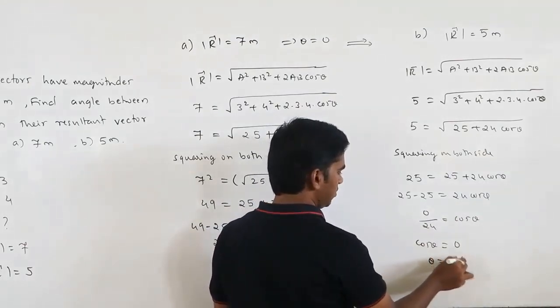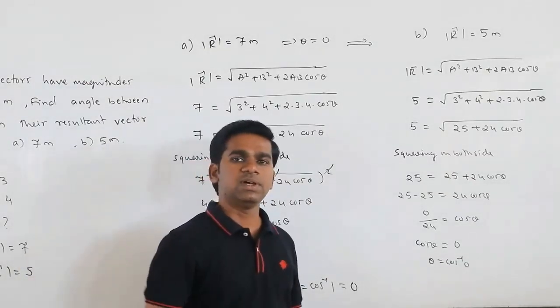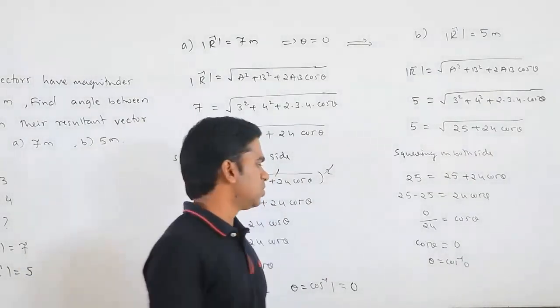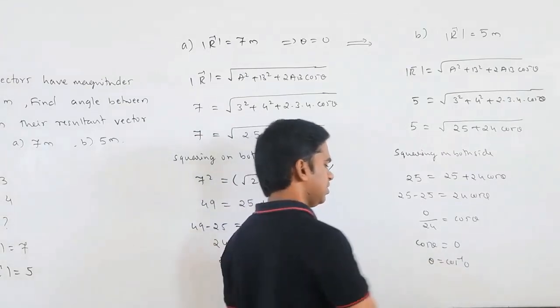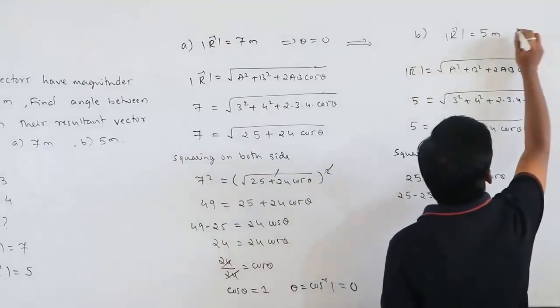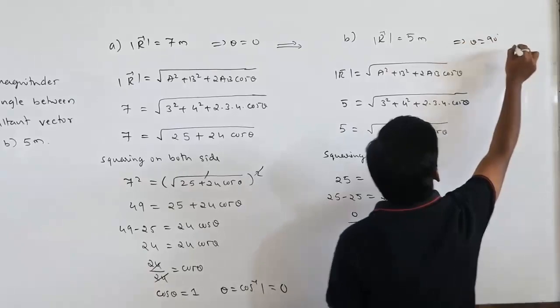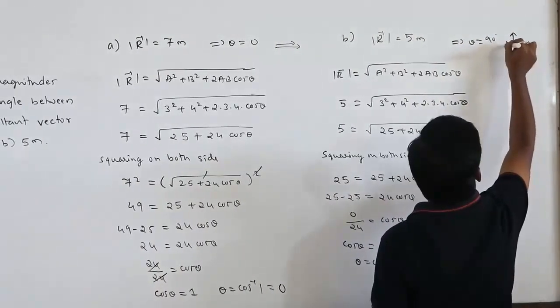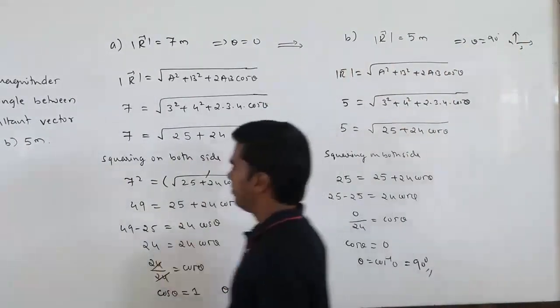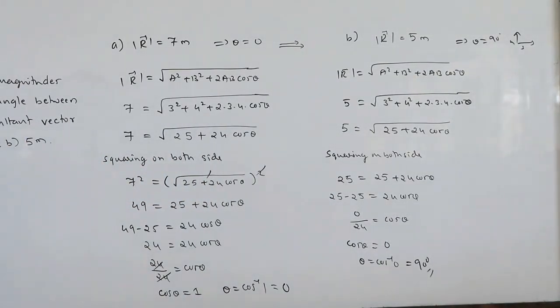So theta is cos inverse of 0. What value of cos theta will give 0? Cos 90 is 0. That is why cos inverse of 0 is 90 degree. So if the resultant is 5, theta is 90 degree. That means the vectors are like this, 3, 4 or 4, 3, whatever you can take. So this is how we can find the angles, or how they can ask the questions for your board exam.